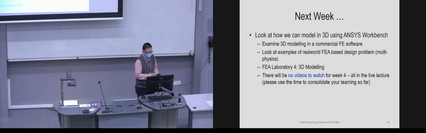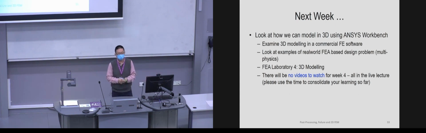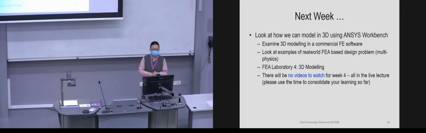Next week we're going to see how we can model in 3D using ANSYS. My way is that I don't model directly in ANSYS; I usually use SOLIDWORKS to model it, then export a file from SOLIDWORKS, import it into ANSYS, and do a minor level of modification to make it able to be analyzed. Next we will also introduce a little bit of a real-world FEA-based design problem, not topology optimization. We'll go for multiple physics.